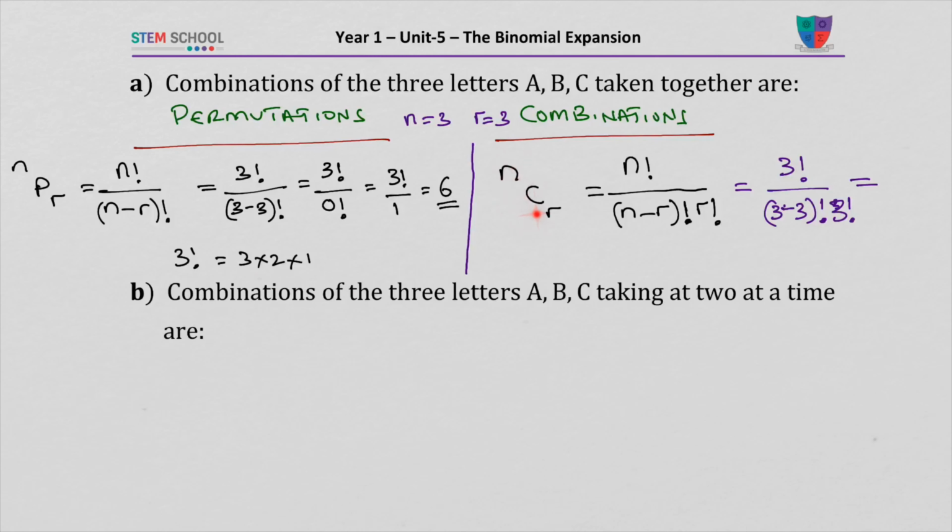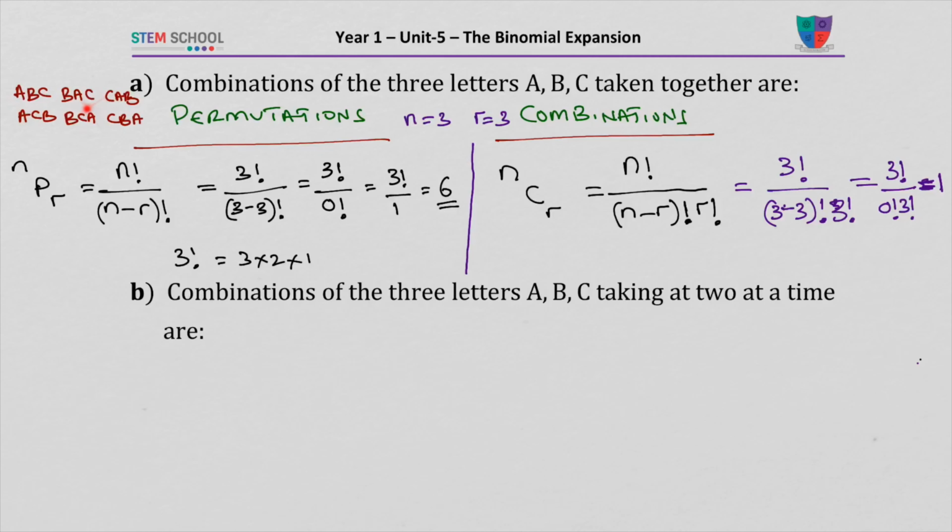So for 3C3, I get 3 factorial over (3 minus 3) factorial times 3 factorial. That's 3 factorial over 0 factorial times 3 factorial. We cancel 3 factorial, and 0 factorial is 1, so the answer is going to be 1. So I can only get one combination because the rest will be repeated.